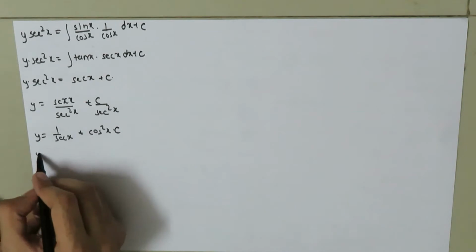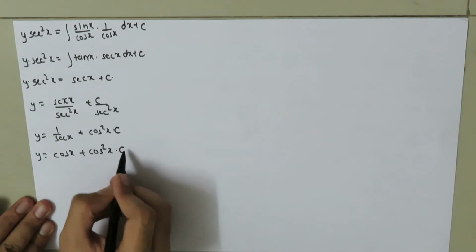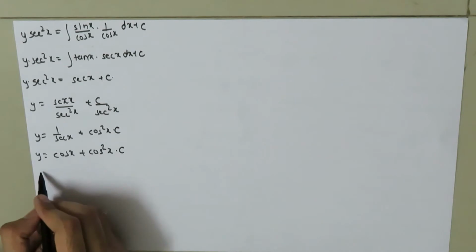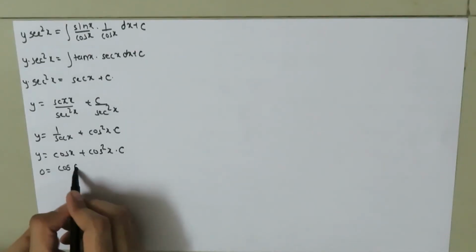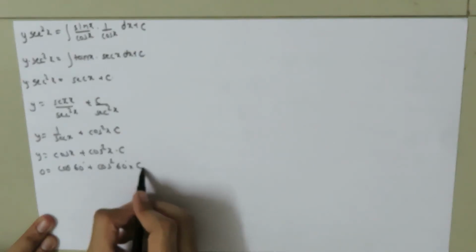So y times sec square x will be equal to the integration of tan x sec x, which is sec x, plus c. So y is equal to sec x upon sec square x plus c upon sec square x. So y is equal to 1 upon sec x plus cos square x times c. Y is equal to cos x plus cos square x times c. So y is equal to 0 when x is equal to pi by 3, meaning 0 is equal to cos of 60 degrees plus cos square of 60 degrees times c.